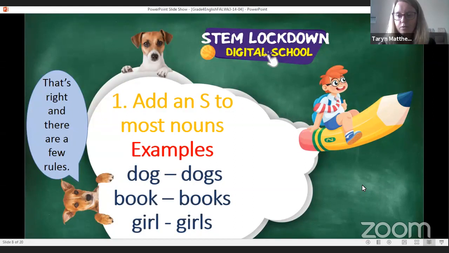Okay, so number one rule is add an S to most nouns. So that's the easiest rule around. So can I move on to rule number two? I'm seeing some people nodding their heads. Okay.